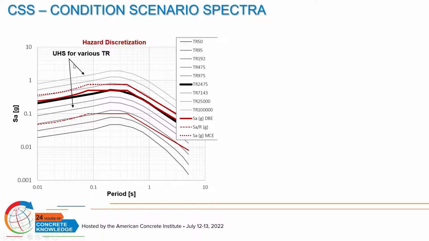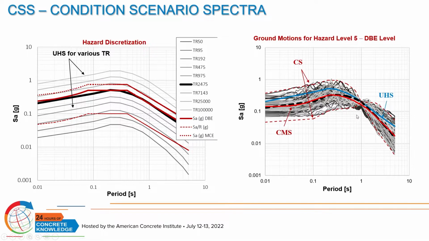Here we have UHS for various return periods, including the demand at the MCE and the DBE level. The ground motion selection from one of these hazard levels looks like this. We have to estimate a CMS and the variability around it, which we call the CS, and choose the ground motions to follow the distribution of the accelerations within this range.